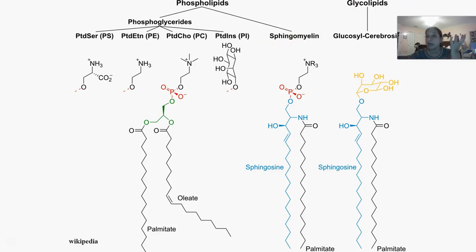And then you have your glycolipids, which have sugar molecules attached to them, and you can have different types of sugars attached. And they can be attached using O linkage or N, so they could be O or N linked glycosylations.